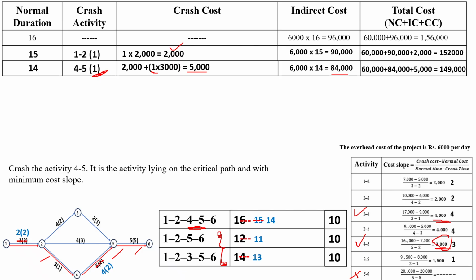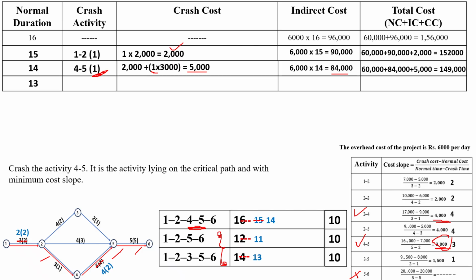The normal time is 5 days, so it is reducing to 4 days, and the crashing time is 2 days only. So we can go for further crashing. Once again I have to go for further crashing with the same activity 4 to 5, another 1 day. Then the duration will become 13 days, crashing the activity 4 to 5 another day.